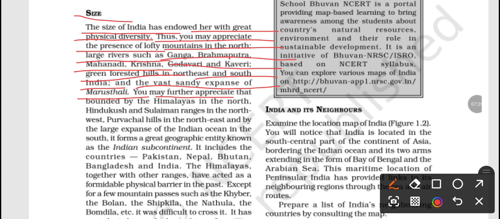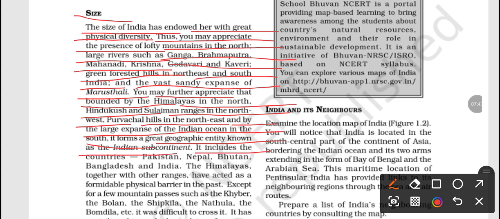You may further appreciate that India is bounded by the Himalayas in the north, Hindu Kush and Suleiman ranges in the northwest, Purvanchal hills in the northeast, and by the large expanse of the Indian Ocean in the south. It forms a great geographic entity known as the Indian subcontinent. It includes the countries Pakistan, Nepal, Bhutan, Bangladesh, and India. The Himalayas, together with other ranges, have acted as a formidable physical barrier in the past.